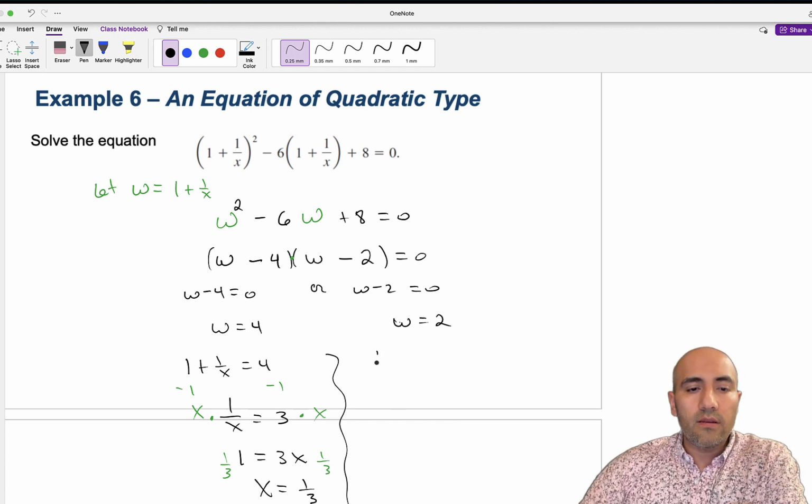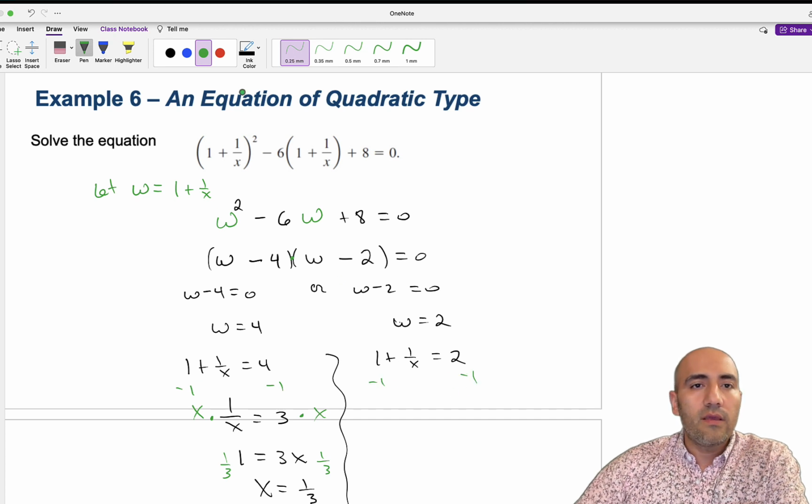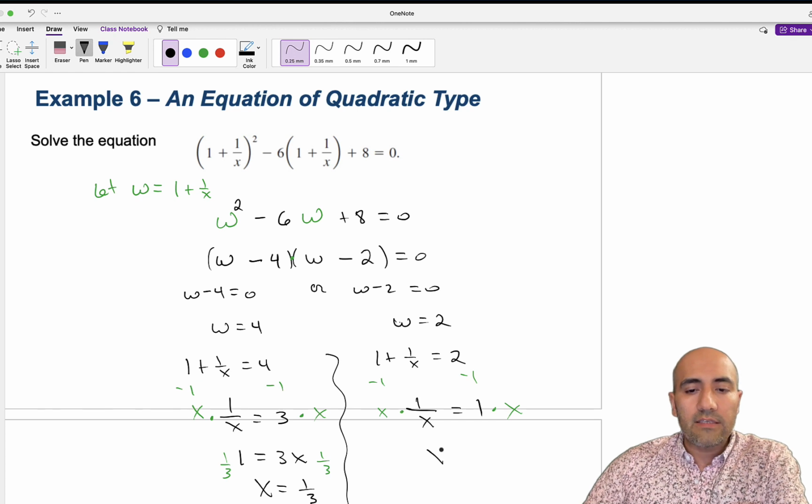Again, we replace the W with a 1 plus 1 over X equal to 2. Subtract 1 from both sides. Minus 1, minus 1. And so we end up with 1 over X equals positive 1. And so now when we multiply both sides by X, we'll get to our answer. Times X, and so X equals 1 is the other solution.